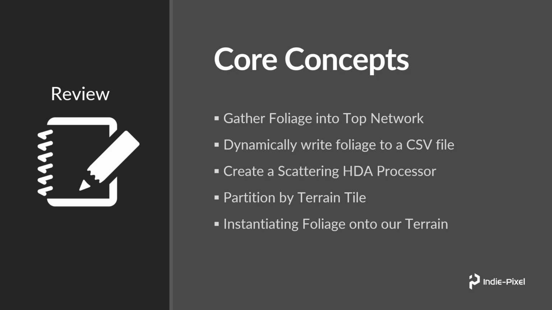Finally, we're going to learn how to instantiate the foliage onto our terrain. By the end of this section, we're going to have a complete terrain with a bunch of foliage and rocks and bushes scattered all over it. This is a really fast way to get just a ton of foliage onto your terrains.